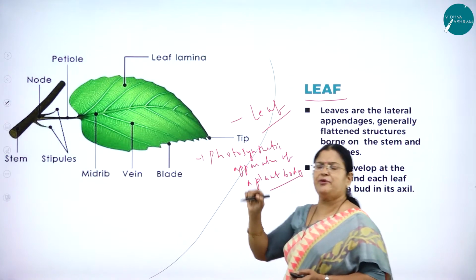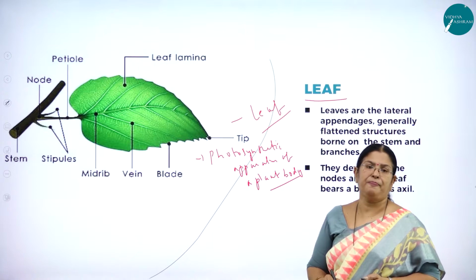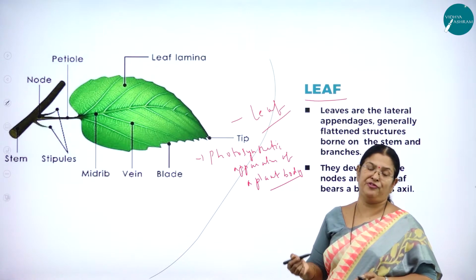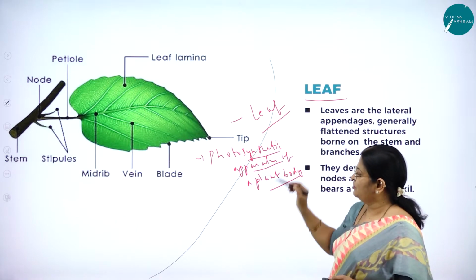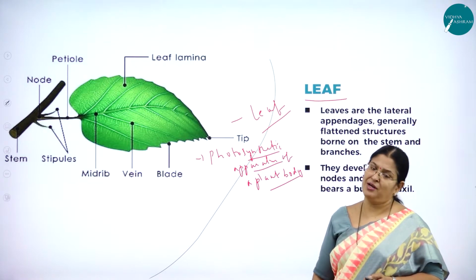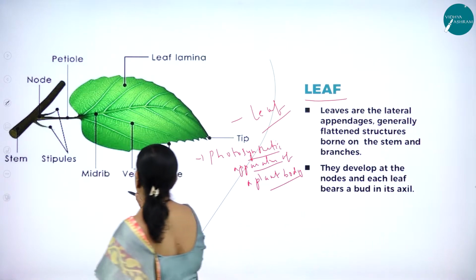It is a very important part of a plant body. Why do we say it is so important? There is no manufacturing of food without leaf. So that is the reason we call it the photosynthetic apparatus of a plant body. I think all of us know plants are autotrophs.